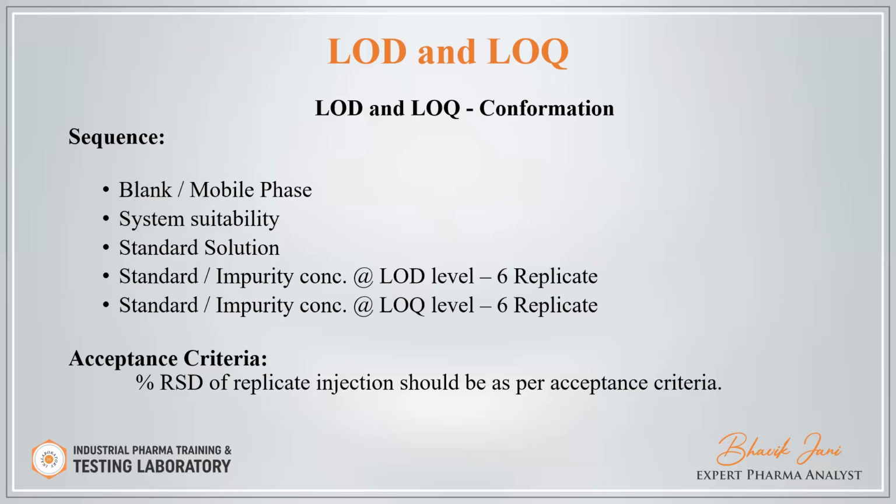So in this case, we have determined the LOD value is 1.8 ppm. So you have to prepare the 1.8 ppm solution and inject the same solution 6 times. And LOQ, we have determined 5.5 ppm. Then you have to prepare the solution of 5.5 ppm and inject 6 times. And percentage RSD of replicate injections should be as per the acceptance criteria. Whatever criteria we define in our MOA or the protocol, it should be within the limit.